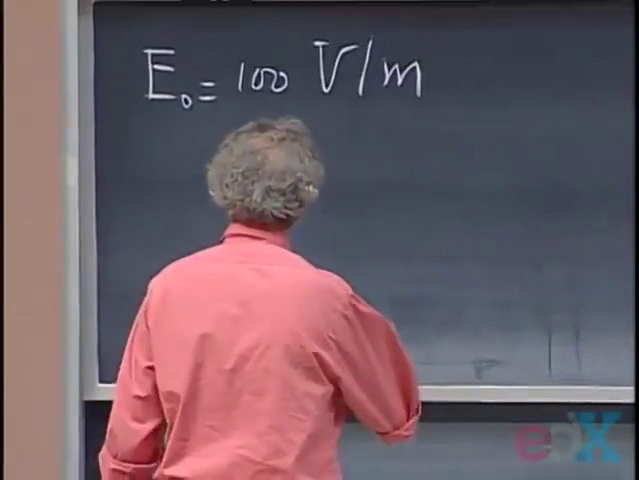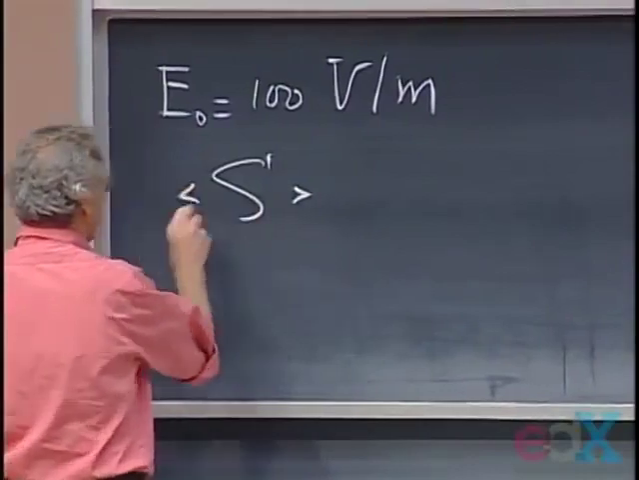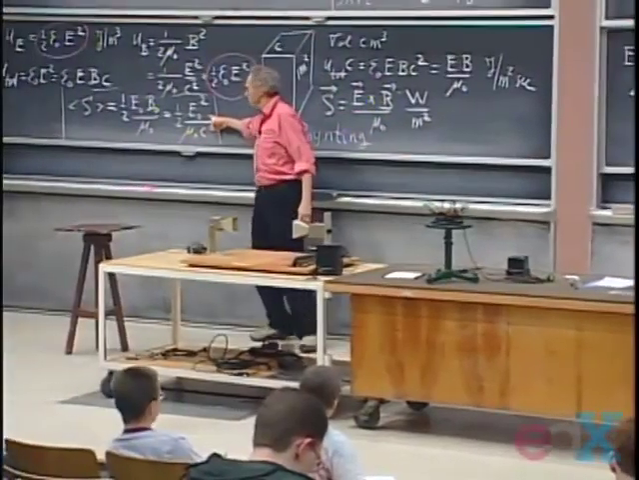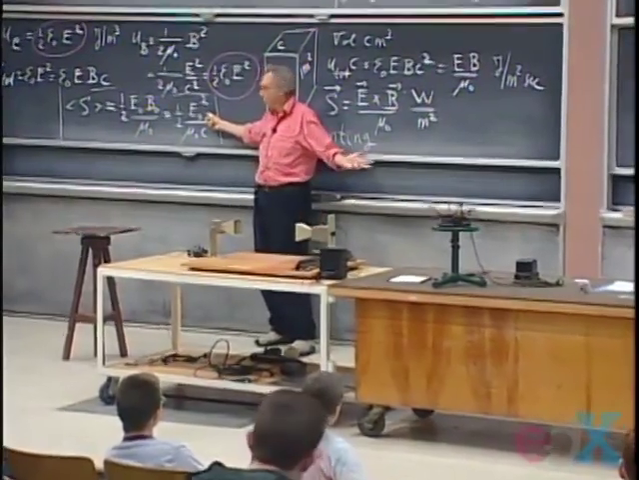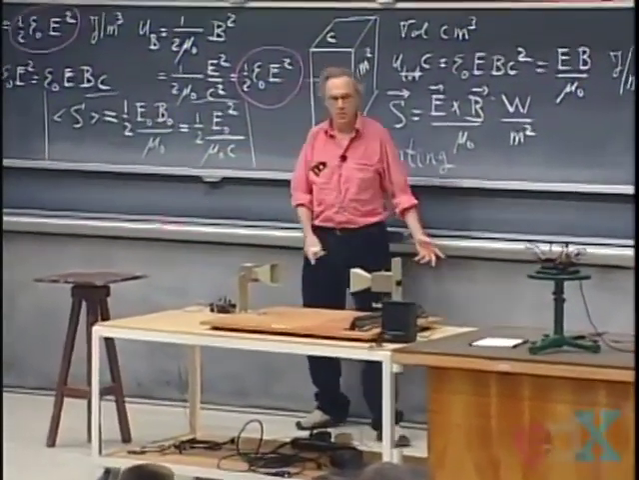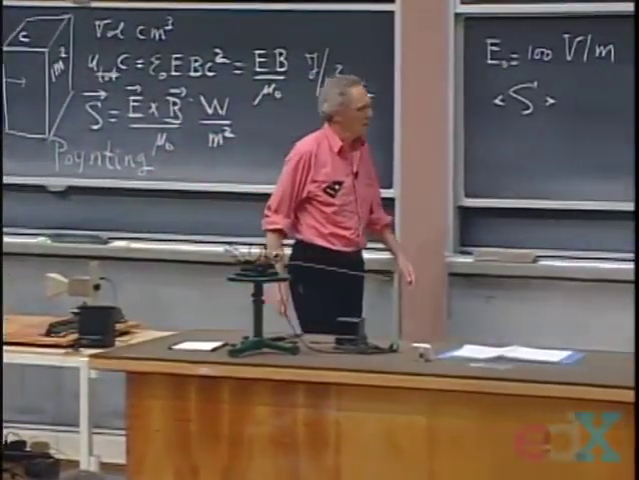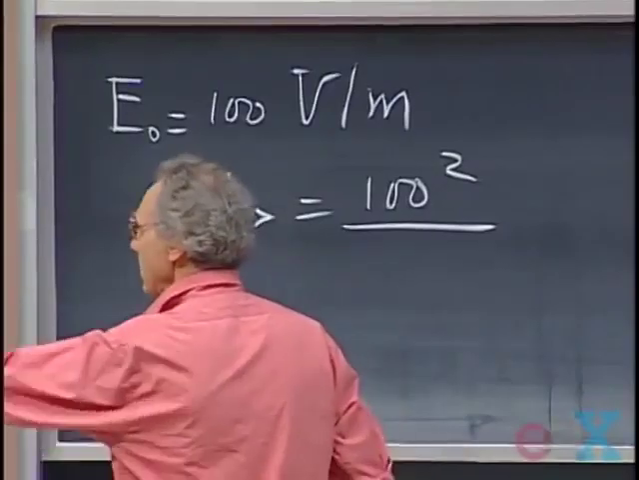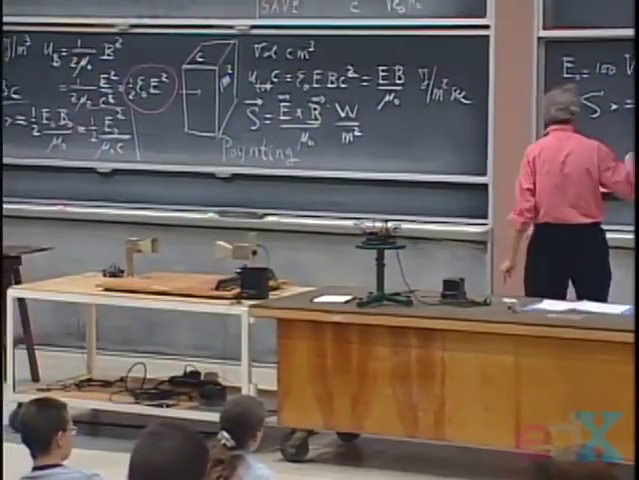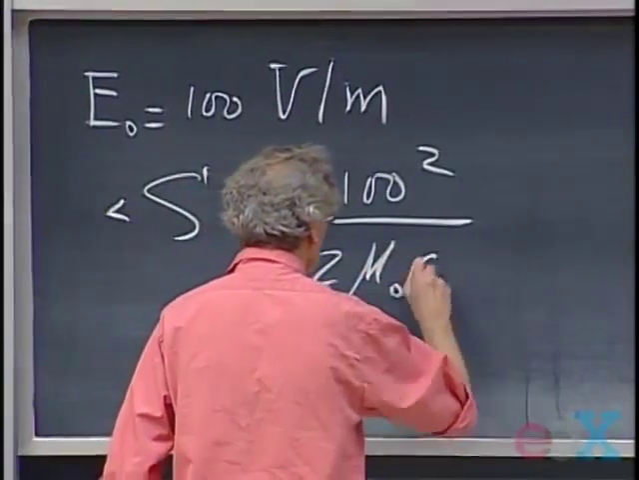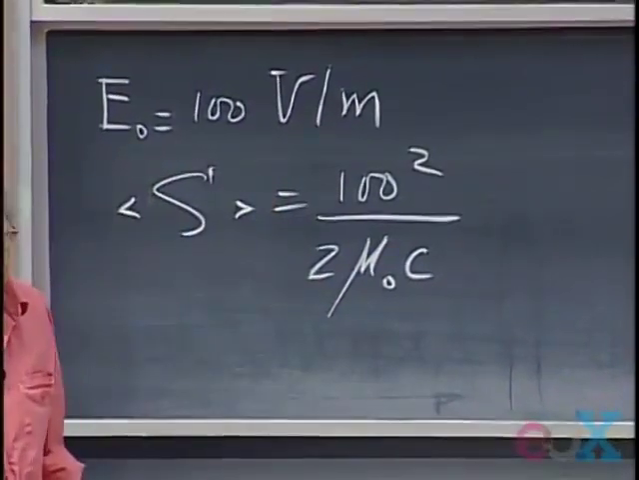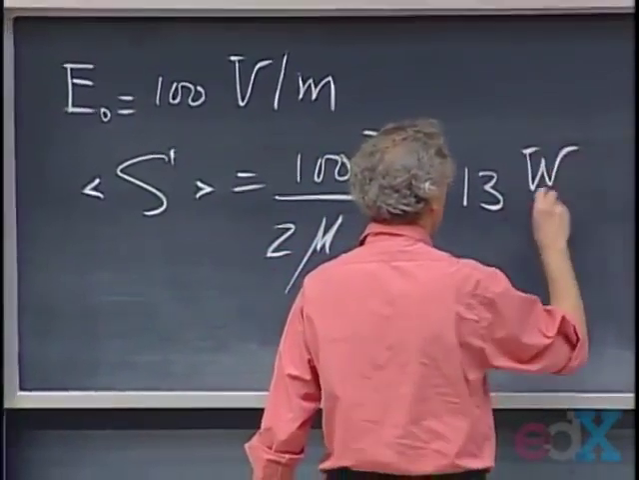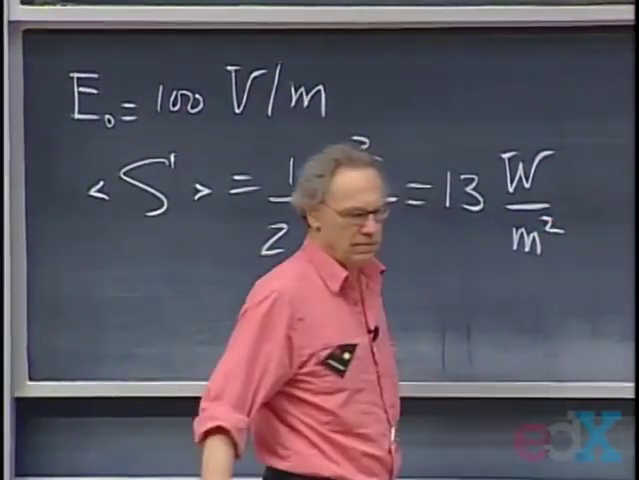And so the average value for the Poynting vector, I can pick this equation. E0 is 100. I know mu zero, I know c, so I can calculate what it is. It's 100 squared divided by 2, divided by mu zero, divided by c. And when I do that, I find that this is 13 watts per square meter.